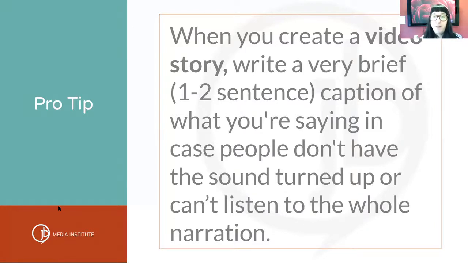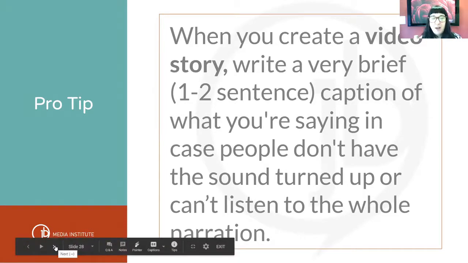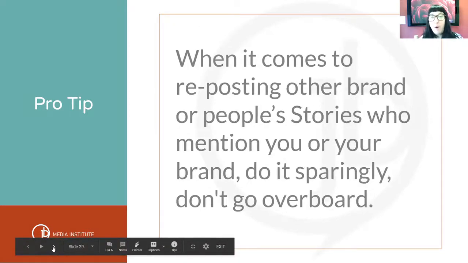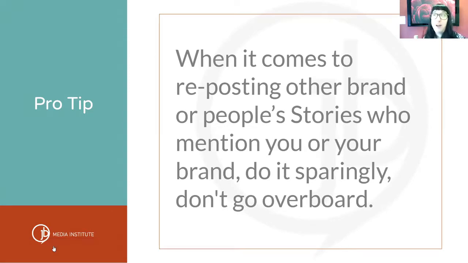Second pro tip, when you create a video story, write a very brief 1 or 2 sentence caption of what you're saying in case people don't have the sound turned up or can't listen to the whole narration. So again, if you're going to create more video content, you'll notice there's different places to caption in what the main points are. So you want to take advantage of that whenever you can, so it's just clear to people why they should be paying attention to what you're saying. Because again, hopefully, if they understand why the story content is important, they will watch it knowing that it might disappear soon. So that's why we see stories generates higher engagement than the newsfeed.